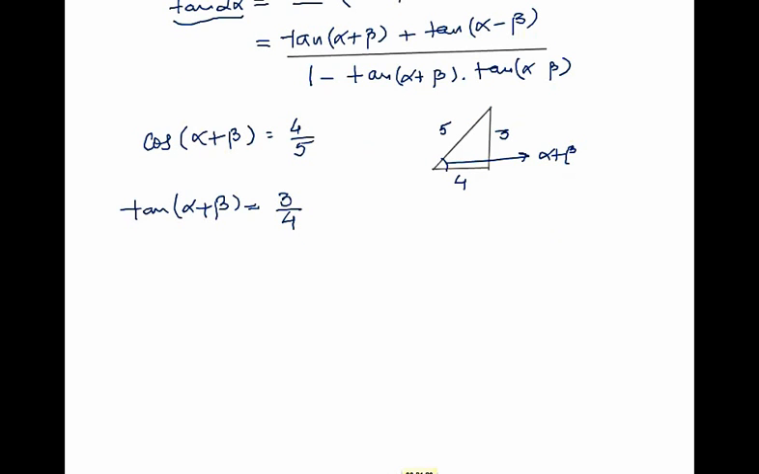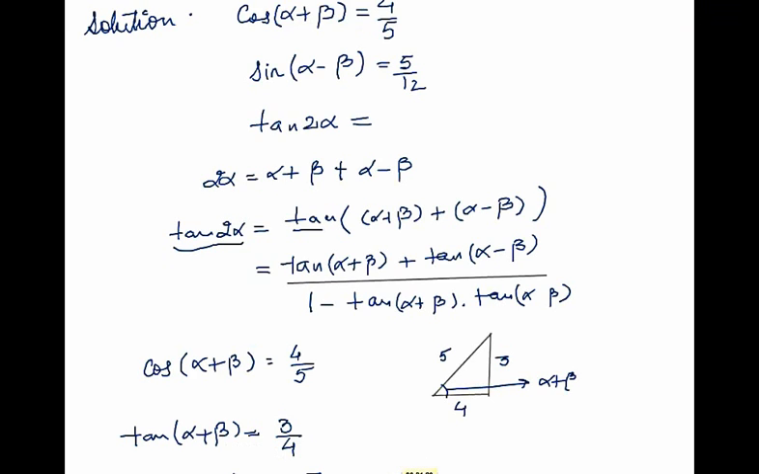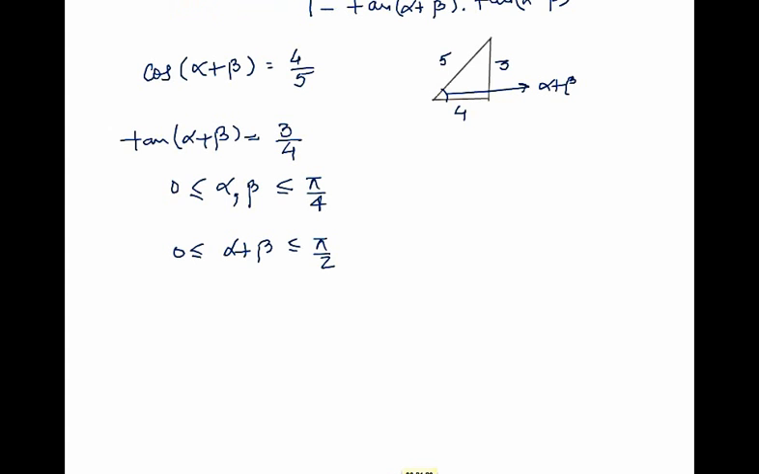And one more thing we need to consider here, that we have been provided alpha and beta both lie between 0 and pi by 4, as we can see in the question itself. So alpha plus beta will be lying between 0 and pi by 2. Therefore the angle alpha plus beta lies in the first quadrant. So we can say that the sign of tan(alpha plus beta) will definitely be positive.